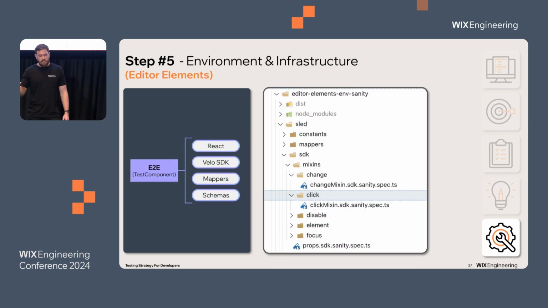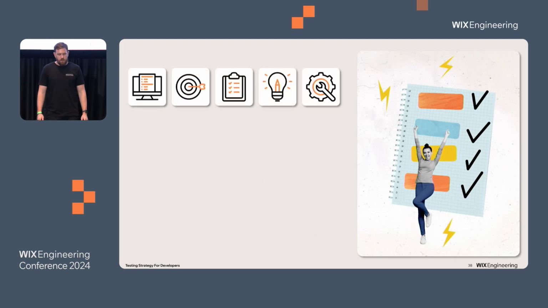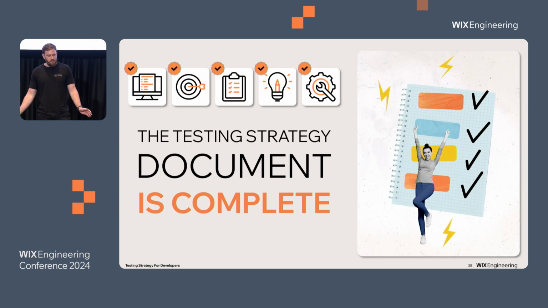For system sanity tests, we created a new sanity testing environment, where we test the actual shared and core functionality of editor elements, and it's all tested on a general test component. So now we don't want to test it on each component. We have a dedicated test component that supports all our features, and we can just test it there. And that's it. We finished our testing strategy document.